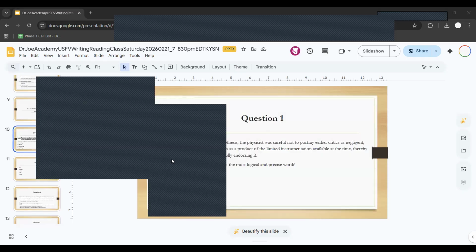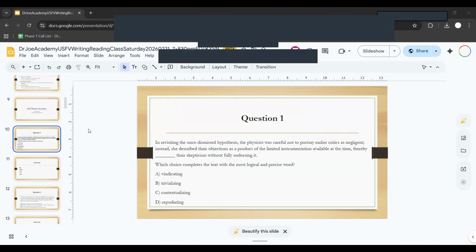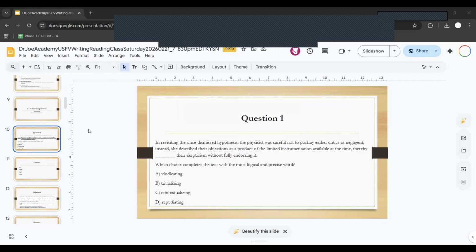In revisiting the once dismissed hypothesis, the physicist was careful not to portray either critics as negligent. Instead, she described their objection as a product of the limited instrumentation available at that time, thereby blank their skepticism without fully endorsing it. Which choice completes the text with the most logical and precise word?